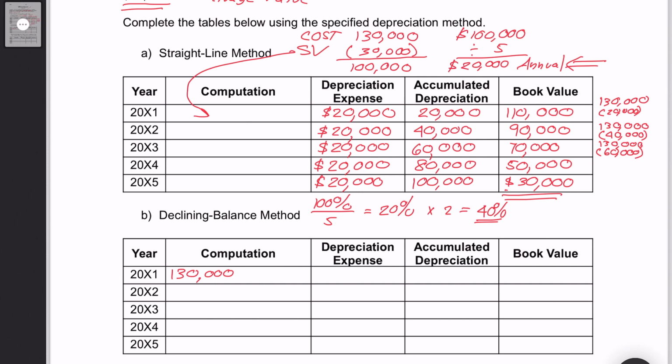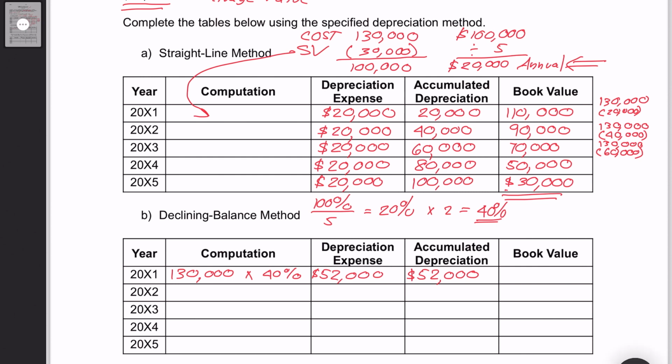And we are multiplying this by our 40%. That gives us $52,000. And that $52,000 is going to be our depreciation expense. Now we're going to do the accumulated depreciation. Since accumulated depreciation is only being recognized in this first year, it's going to be the $52,000 carried over.